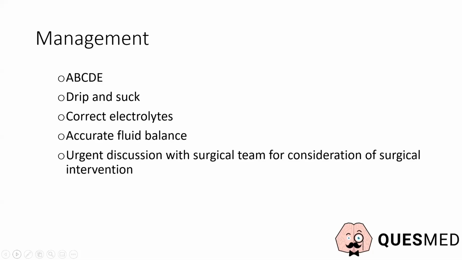Patients often have electrolyte derangement. Specifically, you want to watch out for the potassium and sodium, and if there's any derangement, you need to correct this, especially before theatre. You also want an accurate fluid balance. You want to know exactly how much fluid is going into your patient and how much they're passing. And the patient will need to be discussed with the surgical team for consideration of a surgical intervention.